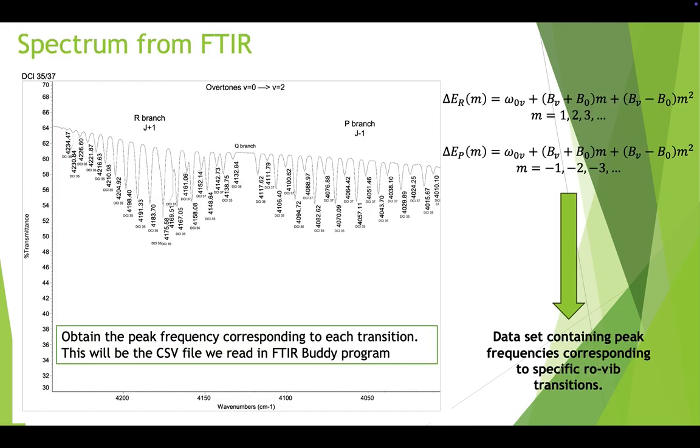From the FTIR, we will get a spectrum that looks something like this, where we have peak frequencies corresponding to specific transitions. We can use these equations here to index those peaks and produce a CSV file with the peak frequencies corresponding to specific numbers. This is great because FTIR Buddy can read a CSV file very easily.